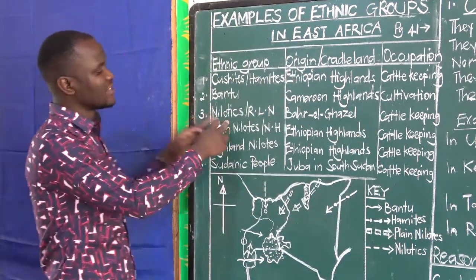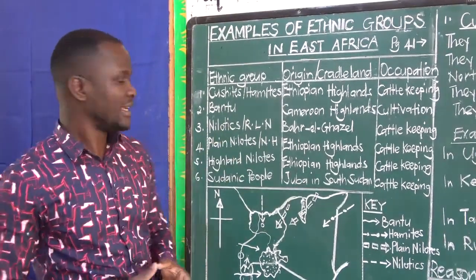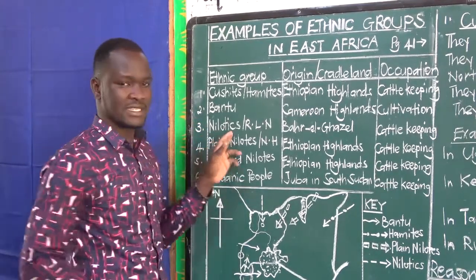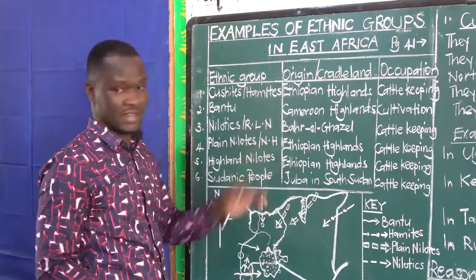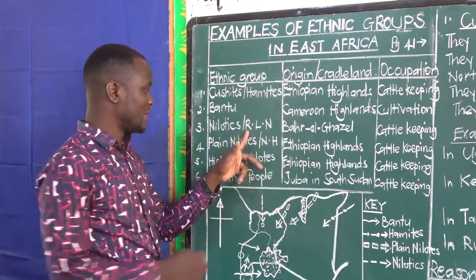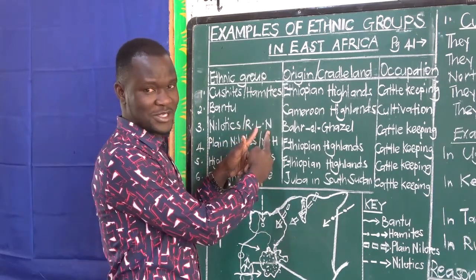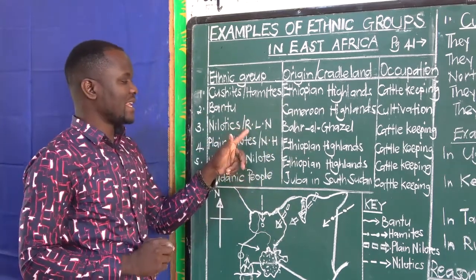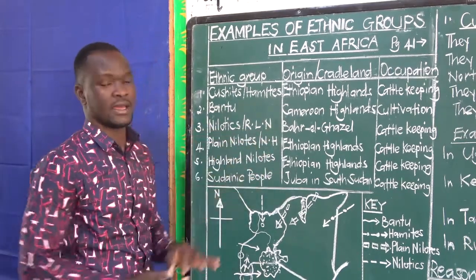Then we have the Nilotics. Remember, we would be having the group of Nilotes. In this group of Nilotes, we have the subgroups, whereby we have the Nilotics that I have tried to write in short because I didn't have enough space here. So I have written RLN, which simply means the River Lake Nilotes. This one is not new to you, I'm so sure. So the Nilotics, we also call them the River Lake Nilotes. Remember, it is under the group of Nilotes.